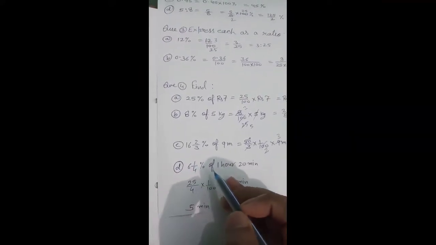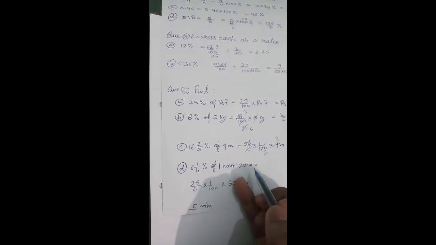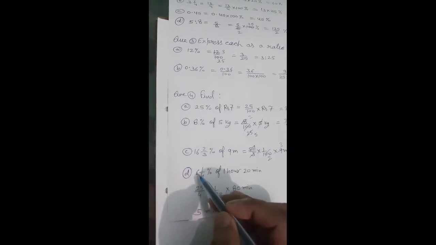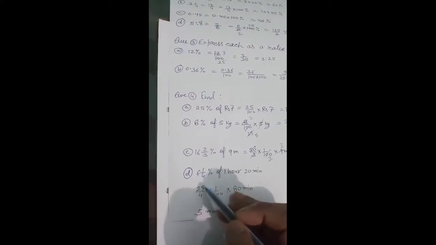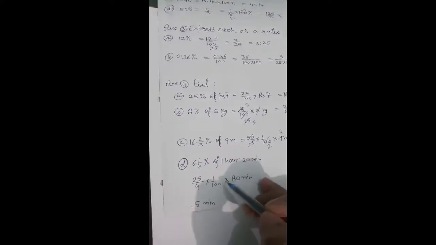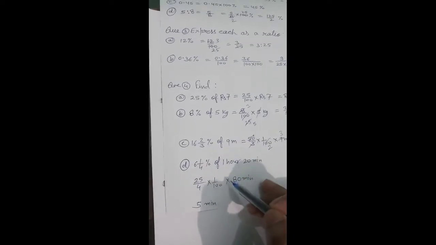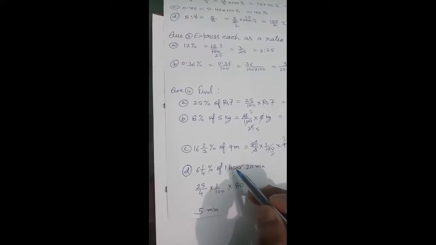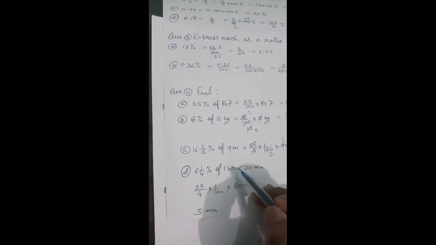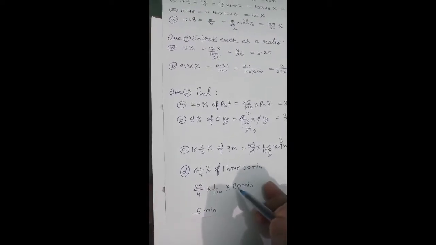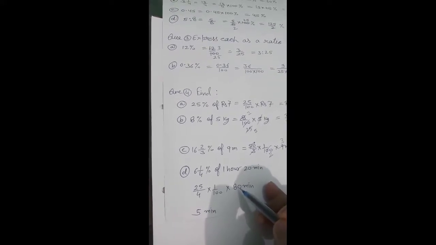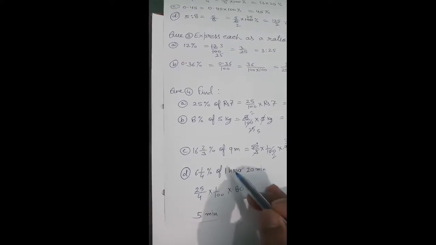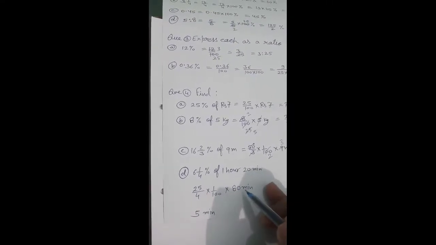6 into 1 by 4% of 1 hour 20 minute. Again this is a mixed fraction, so 4 into 6 is 24 plus 1, 25 by 4. Percent means 1 upon 100, of means multiply. This is 1 hour 20 minute. We know that 1 hour is equal to 60 minutes. 60 minutes and 20 minutes becomes 80 minutes. It will be easy to calculate if we convert our hour into minutes. Understood? 1 hour 20 minutes is equal to 80 minutes.